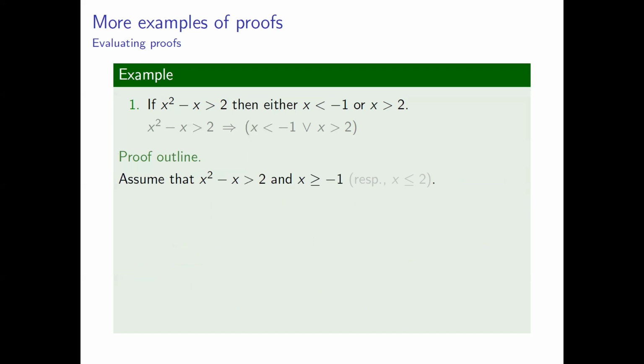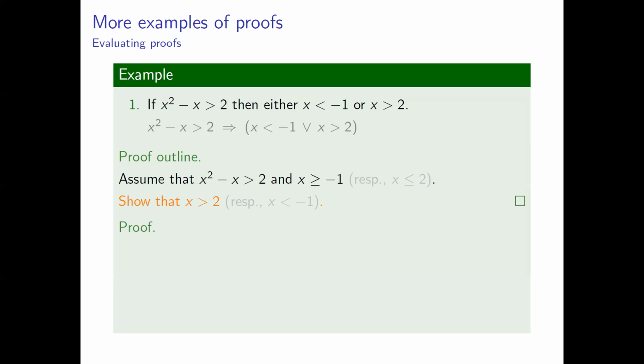We need to show the remaining condition in the disjunction. So if we assume that x is greater than or equal to minus 1, then we need to show that x is greater than 2. Alternatively, if we assume that x is less than or equal to 2, then we need to show that x is less than minus 1.